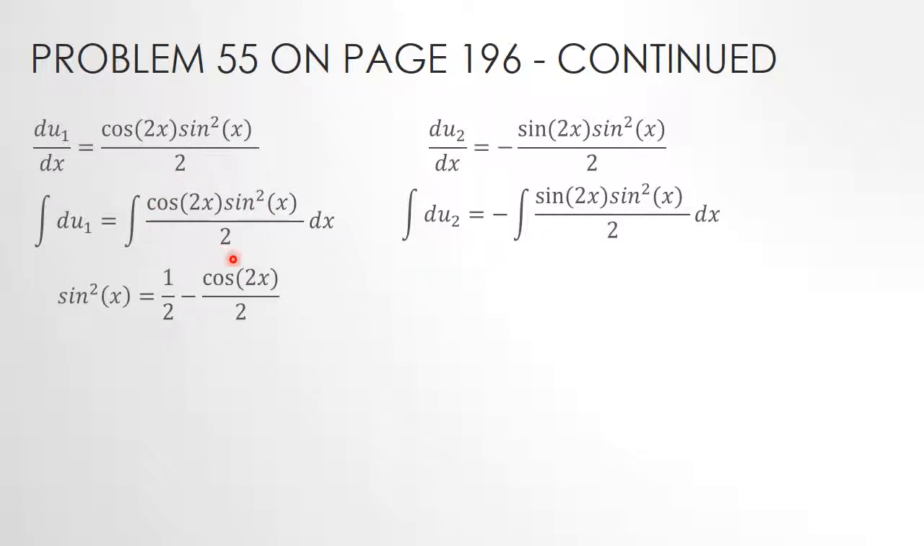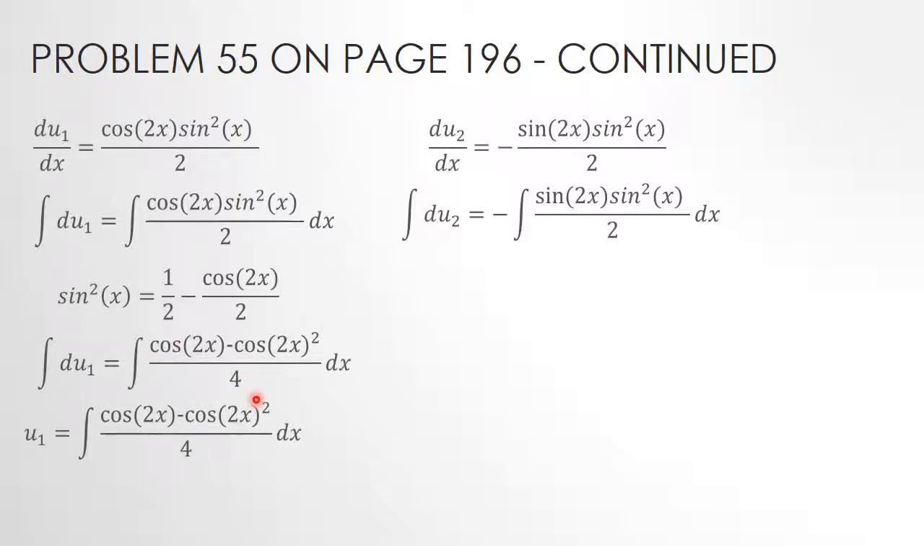So let's start solving u1. To do that, I have to apply this trig identity right here. I plug that into my integral. It turns into this. Now I can solve my integrals. And I had to do another trig identity for this one, but I'll let you look that up. And this is my u1 right here.